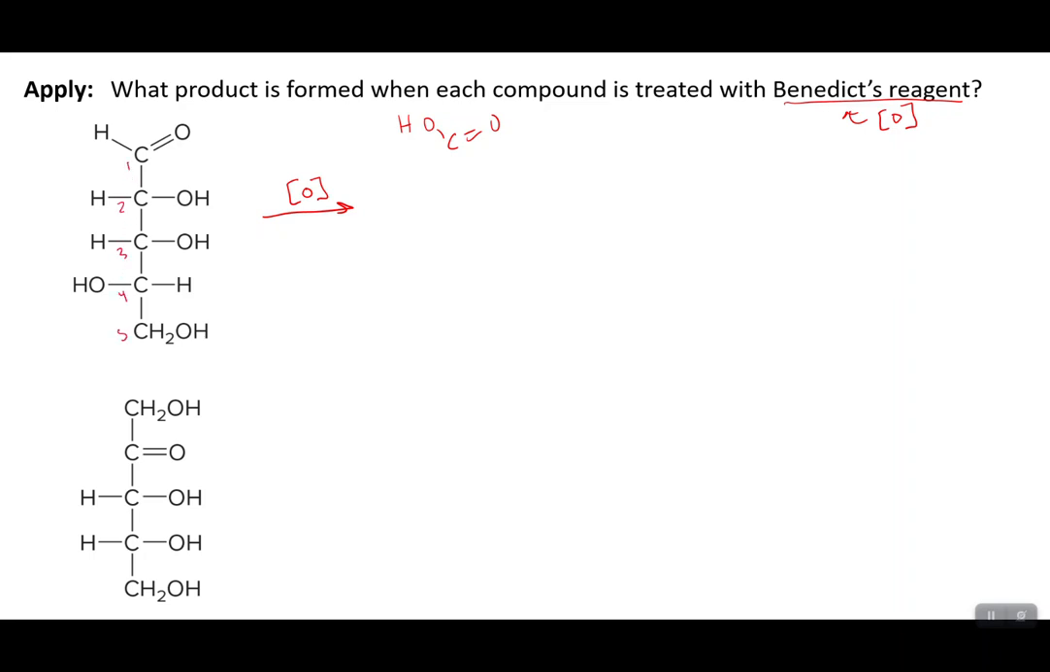I'm going to go ahead and draw a Fischer projection just to make it faster. And then this means that carbon 2, carbon 3, and carbon 4 are chiral centers, and that's why they get those crosses. We covered how to draw Fischer projections in a previous video.